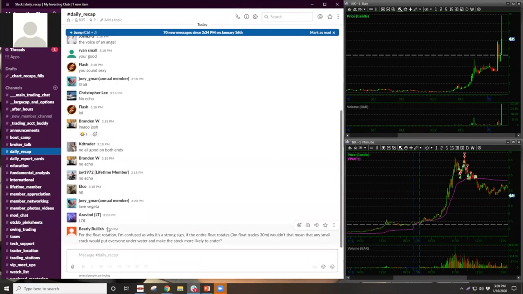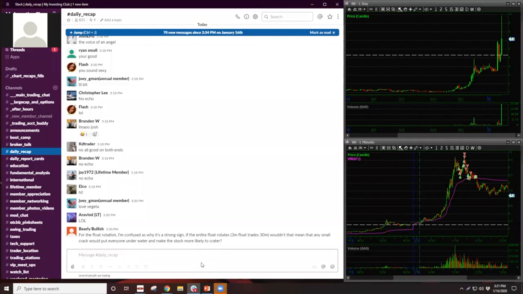Okay. For the float rotation, I'm confused as to why it's a strong sign. If the entire float rotates, 3 million float trades 30 million, wouldn't that mean that any small crack will put everyone underwater and make the stock more likely to crater? You want to talk about this, Austin? Wouldn't that mean that any small crack would put anyone underwater?